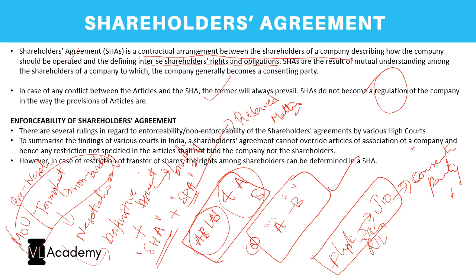And coming to the enforceability of the shareholders agreements, there have been multiple rulings in this regard. However, the crux which we can see is that the shareholders agreement can never override the articles of association of a company, and hence any restriction not specified in the articles shall not bind the company or the shareholders.